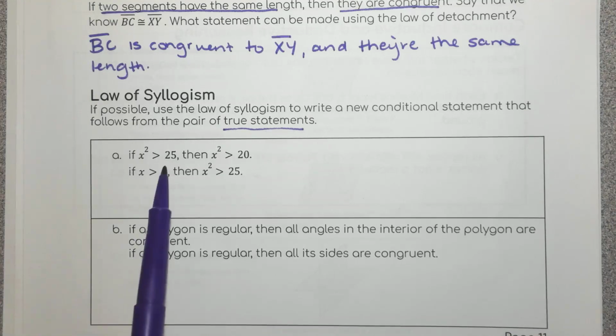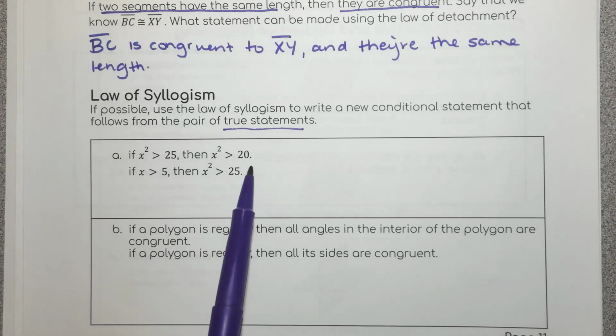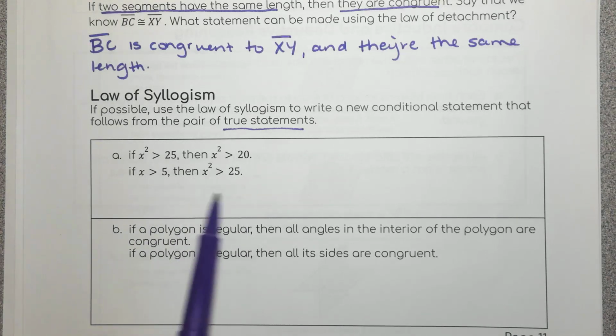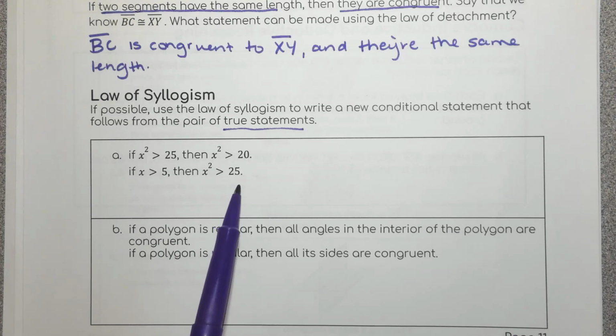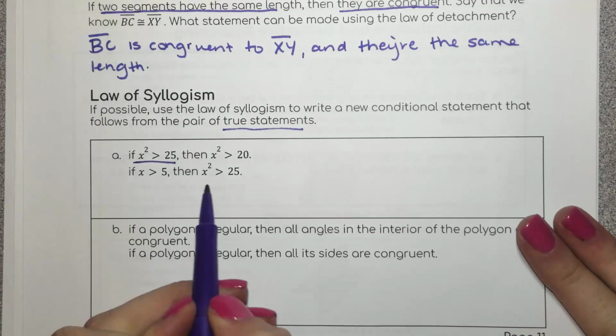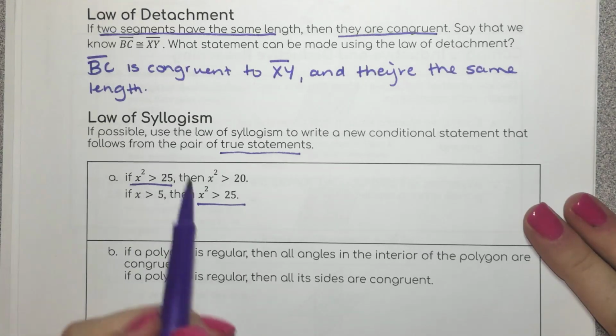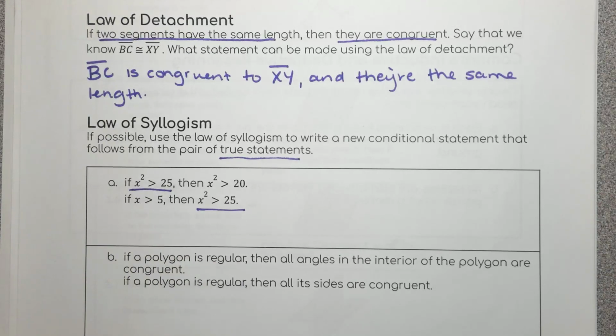All right, it says, if x squared is greater than 25, then x squared is greater than 20. That's one statement. If x is bigger than 5, then x squared is bigger than 25. So what part do they share? The x squared is greater than 25. So the law of syllogism says, if our first conclusion is our next hypothesis, we can skip those and write the other part. So, what would our statement look like then?